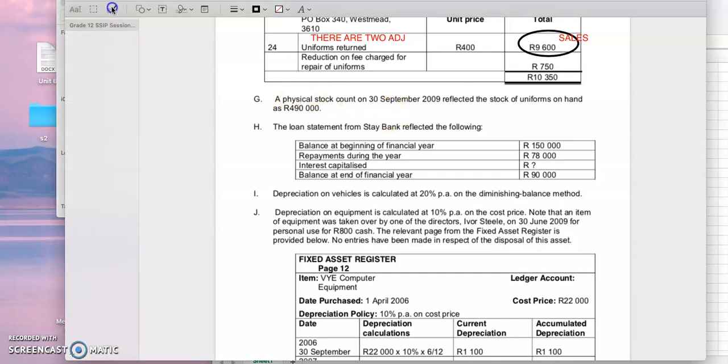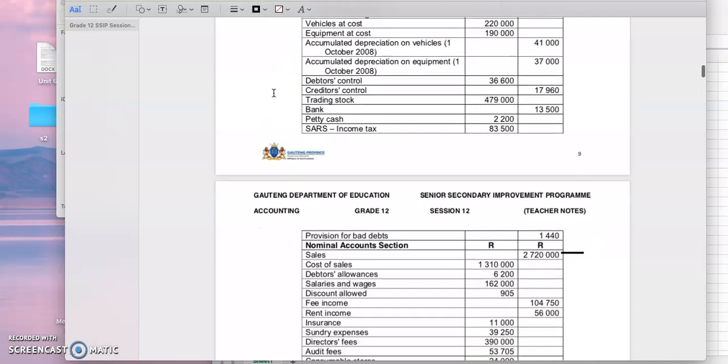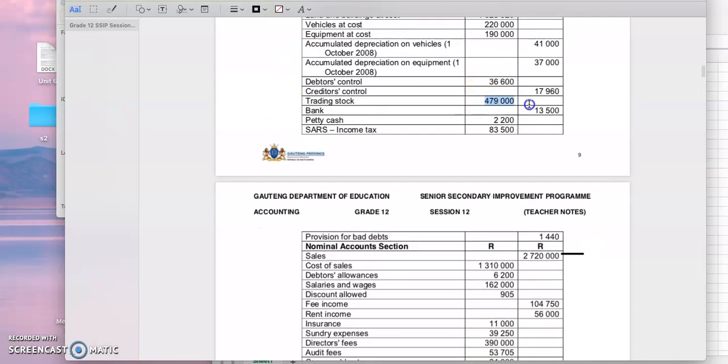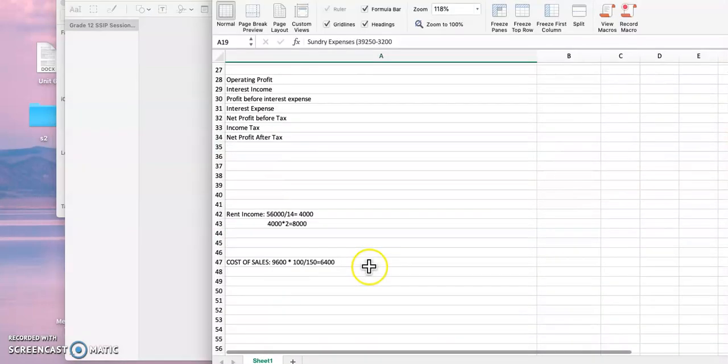So it tells us here that we have the value of 490,000 Rand. That's the physical stock count. So we actually counted each item, and this is the amount we had. But in our trial balance, we have an amount of 479,000. So let's calculate this.